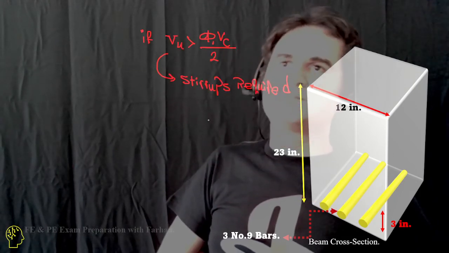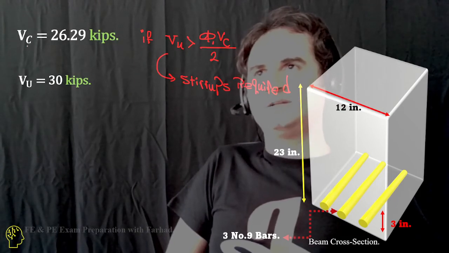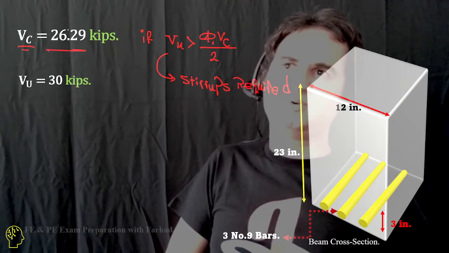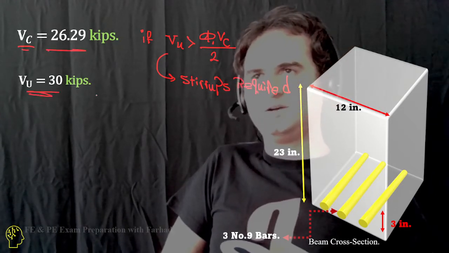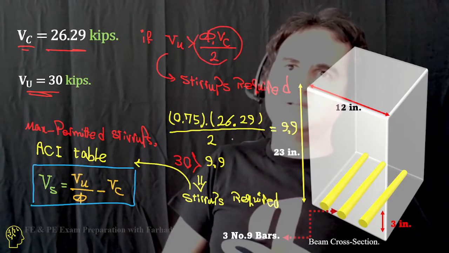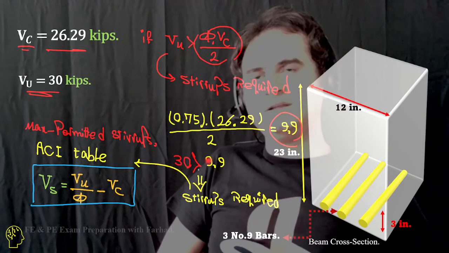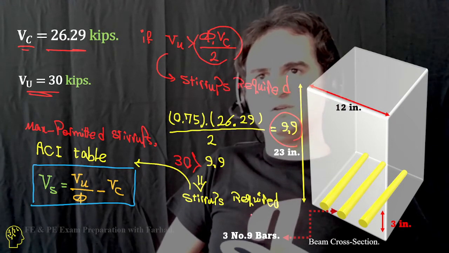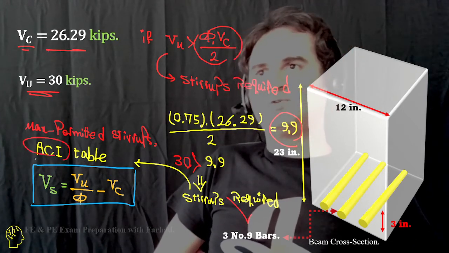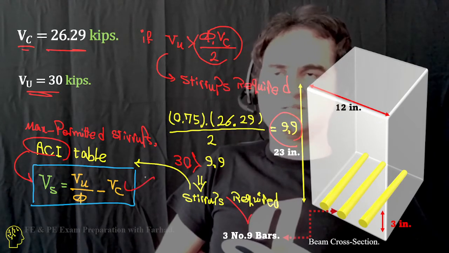So if you do the math for our problem, we calculated the shear of concrete as 26.29, the ultimate shear is 30 kilopounds, and phi times Vc over 2 is equal to 9.9, almost 10. So definitely 30 is higher than 9.9, so we do need stirrups, and from the ACI code, the Vs, the shear of stirrups, comes from this equation.